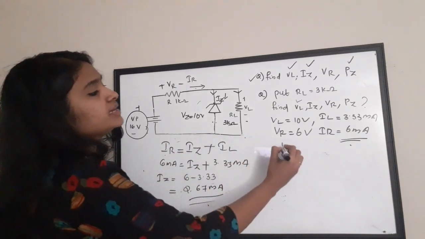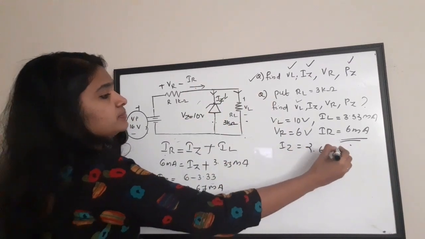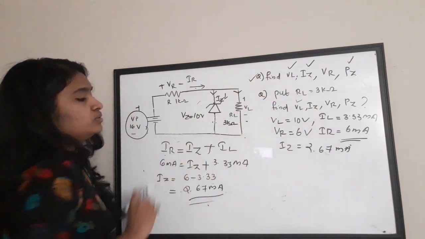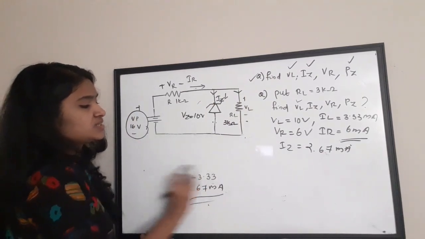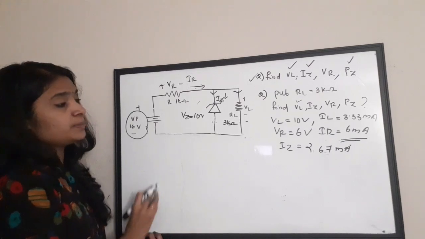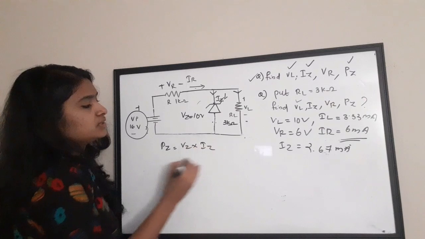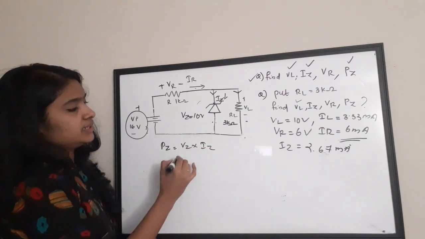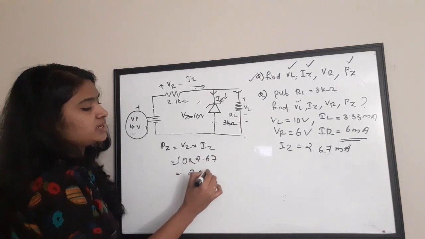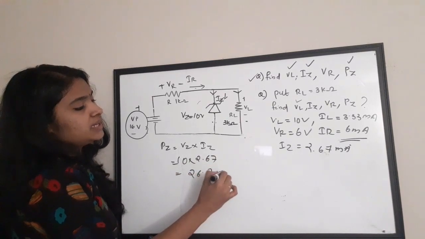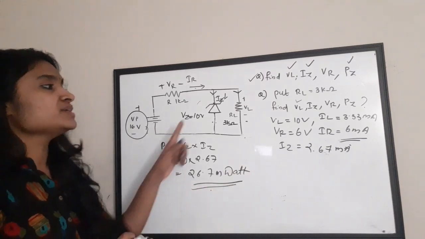Okay, now we have IZ is equal to 2.67 milliampere. Now we need to find the value of PZ also, that is the power getting dissipated across the Zener diode, right? So what is the value of the power? Power PZ is equal to VZ into IZ, right? So VZ is 10, 10 into IZ, which is 2.67, that is 26.7 milliwatt will be the power dissipated across the Zener diode.